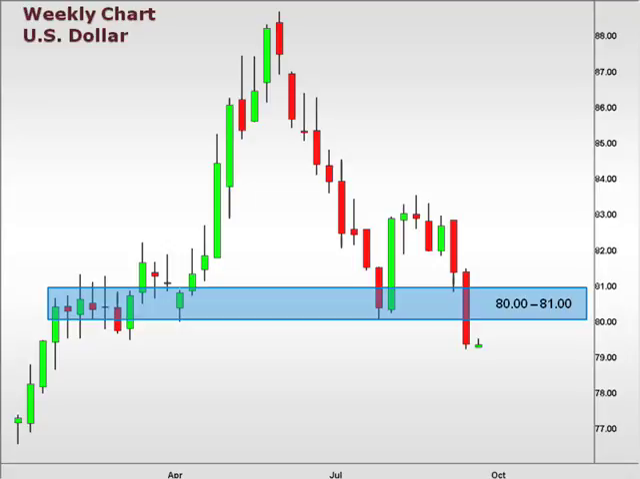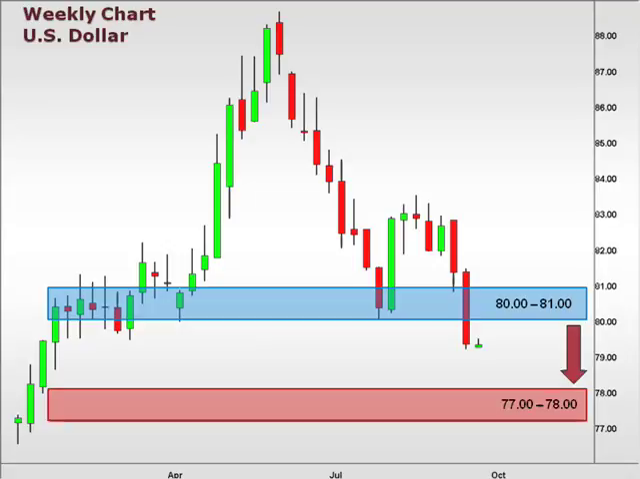Well, the dollar index broke below our 80-81 focal zone and now appears to be heading towards looking for support at 77-78. Now, after a fairly extensive move to the downside, we would suspect some consolidation at this point. However, unless we see a break back above the 80-81 focal zone, the path of least resistance continues to the downside.